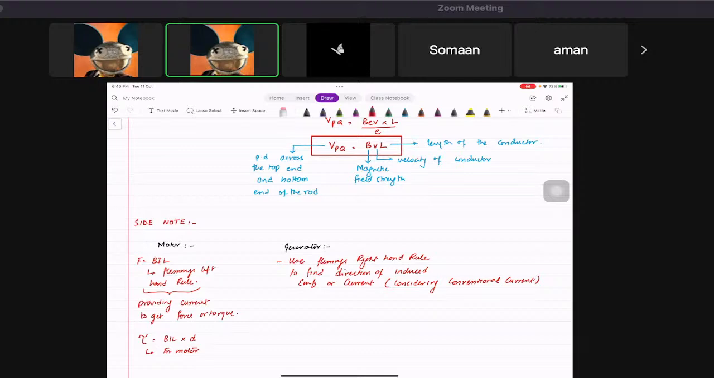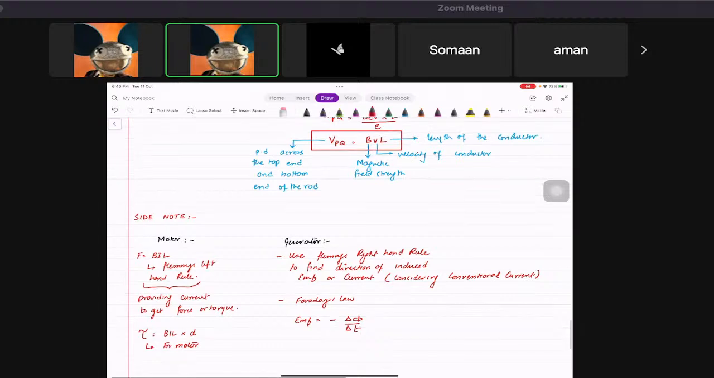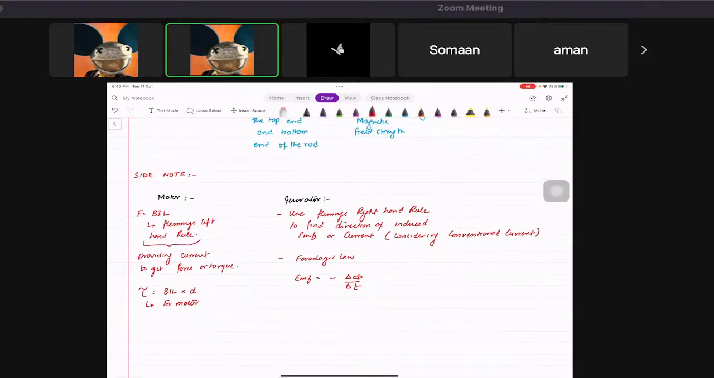And then basically it does not use Fleming's left hand rule. Basically it uses Faraday's law, which is that EMF is equivalent to the change in magnetic flux over the change in time, and this negative sign shows that the change will be opposed. And just remember that this basically depends on that we are providing force to get voltage or current. Alright, is it clear?